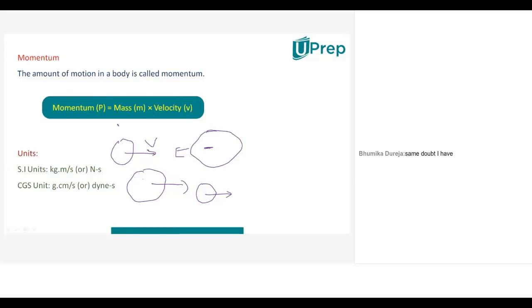And how this momentum is related to our Newton's second law of motion, that I am going to explain now. Do you know what is Newton's second law of motion? So Newton's second force law is equal to rate of change of momentum. Any other?